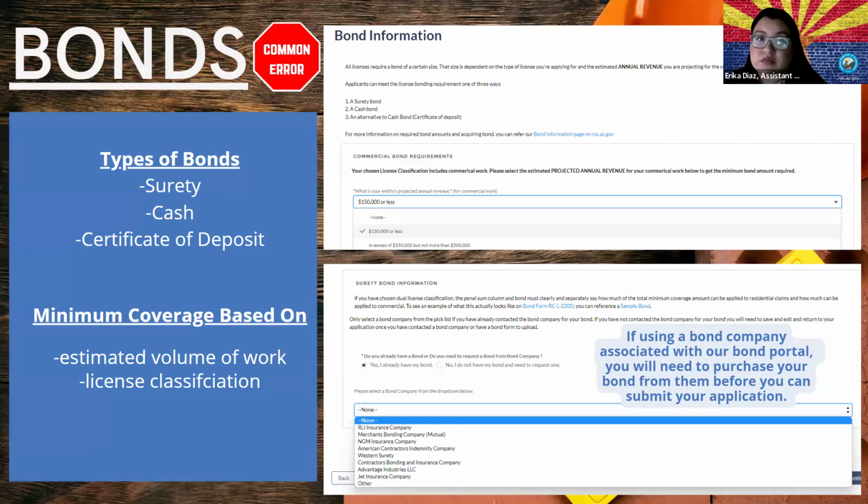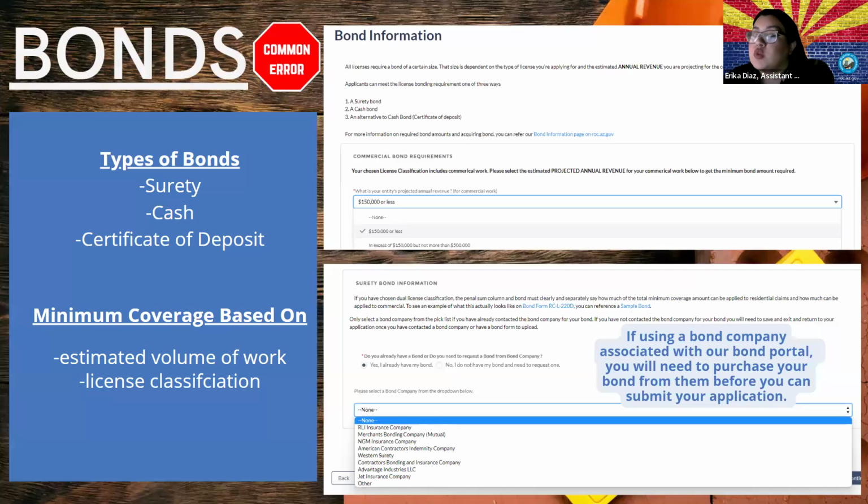Cash, so the bond amount is cash, just one flat payment. And then a certificate of deposit that you will go to any bank to receive. They will fill out the proper documentation that you will provide us to add that to your license. There are minimum coverage requirements based on your attested volume of work and the license classification.